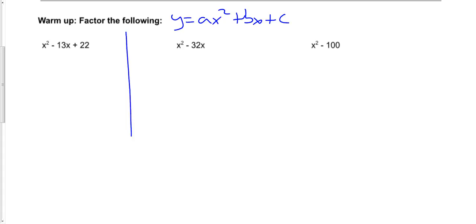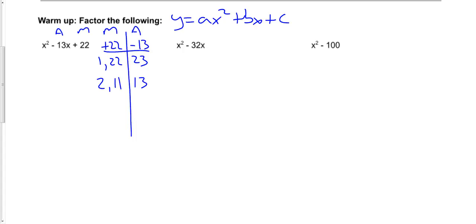So we need to create for ourselves an MA chart. We know that the two factors of this are going to multiply to positive 22. So we're looking for two numbers that multiply to positive 22, and at the same time add to negative 13. Let's go through all the factors of positive 22. That would be 1 and 22. You multiply those two, you get positive 22, but when you add them together, you get 23. 2 and 11: if I add those two things together, I get positive 13.